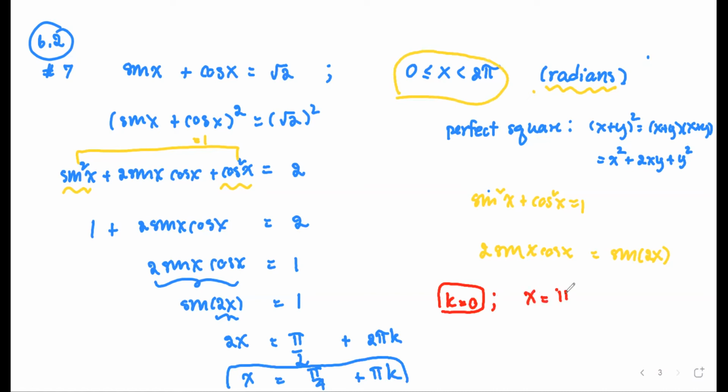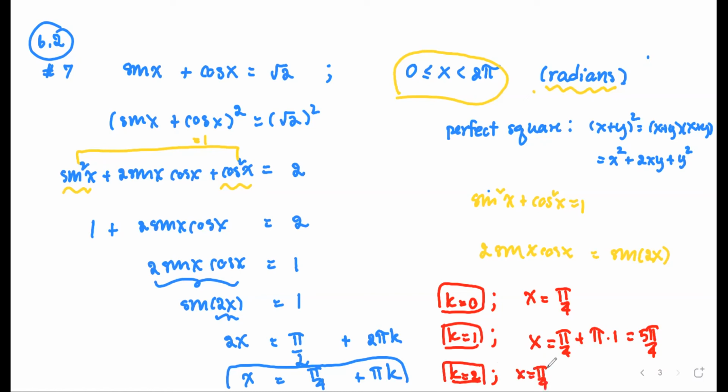So x equals pi over 4. And then for k equals 1, just keep adding the k. So if k equals 1, the x equals pi over 4 plus pi times 1. That gives us 5 pi over 4. And the next, k equals 2. For k equals 2, x equals pi over 4 plus pi times 2. That is 9 pi over 4. That is greater than 2 pi.